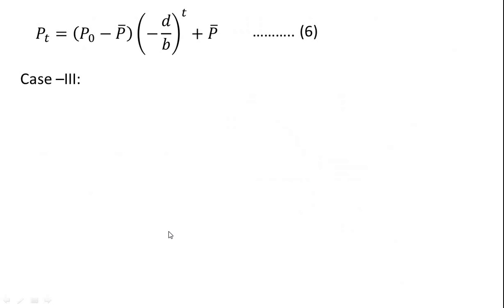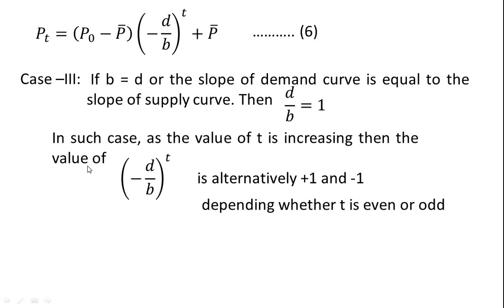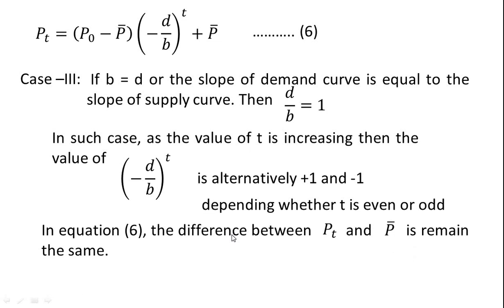Case 3: if b is equal to d, or the slope of the demand curve is equal to the slope of the supply curve, then d by b is equal to 1. So in such case, as the value of t is increasing, the value of minus d by b to the power t is alternately plus 1 and minus 1, depending on whether t is even or odd. And in equation 6, the difference between Pt and P bar remains the same, and the time path is said to be regular.